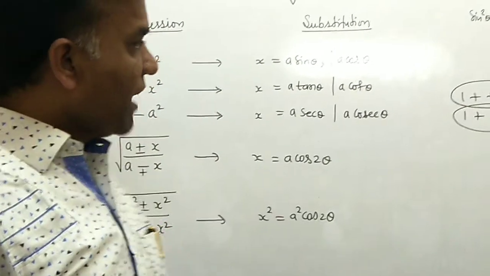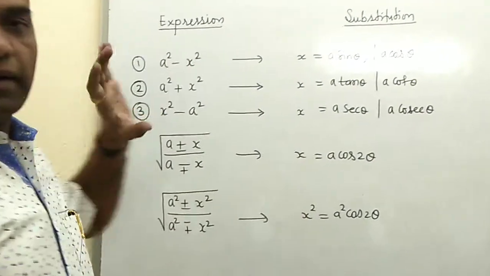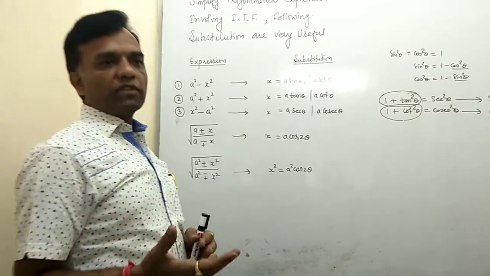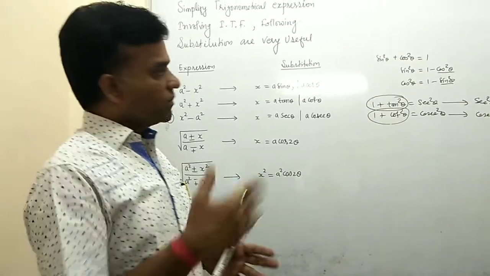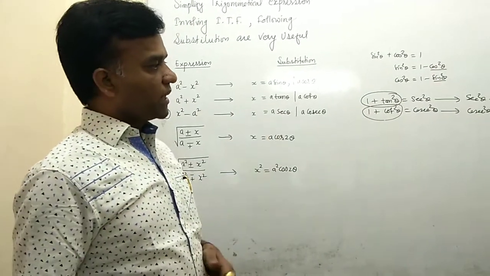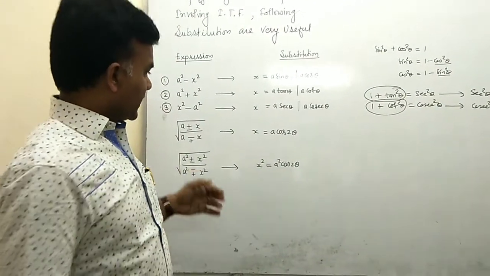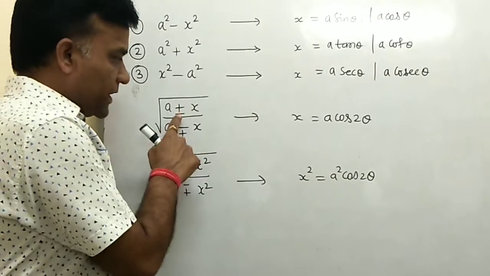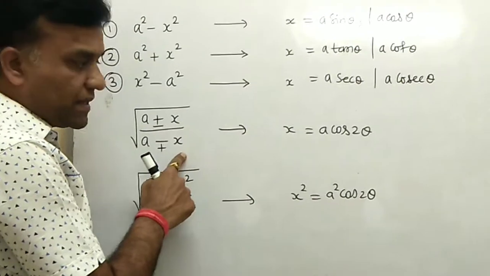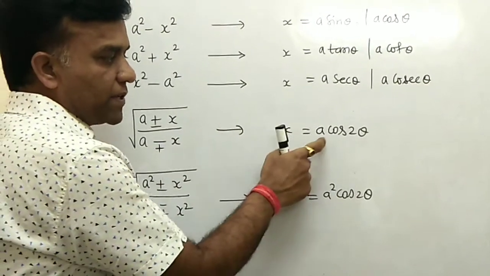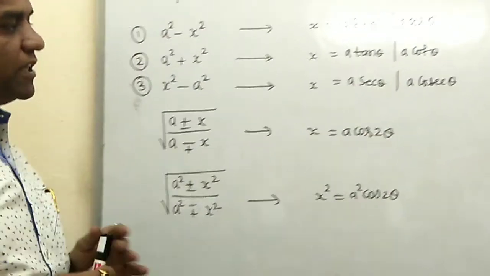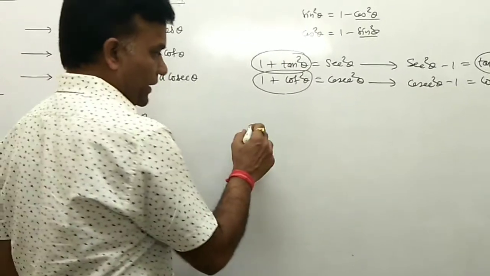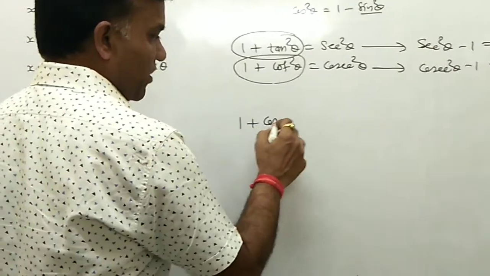Similarly, we have three substitutions related to three trigonometrical identities, and you convert the binomial form into monomial form, and then simplify your trigonometrical expression into the simplest form. Now another formula: square root of a plus minus x upon a minus plus x. Here you always substitute x equal to a cos 2 theta. Why do we use this formula? Because in trigonometry we know the formula for 1 plus cos 2 theta.